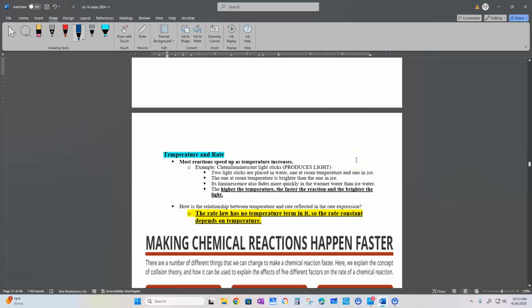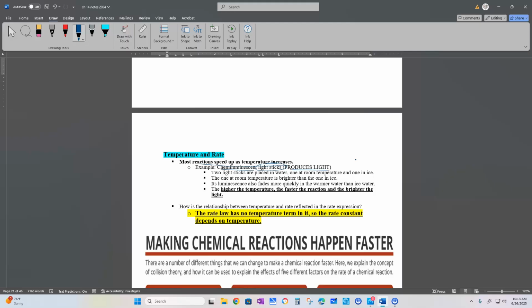So how does temperature relate to rate in an everyday type of experience? So most reactions speed up as temperature increases. Okay, ever think of glow sticks? We called them nightsticks back on the East Coast, glow sticks. It's an actual chemistry process called chemiluminescence. Chemiluminescence, it's a reaction that produces light.